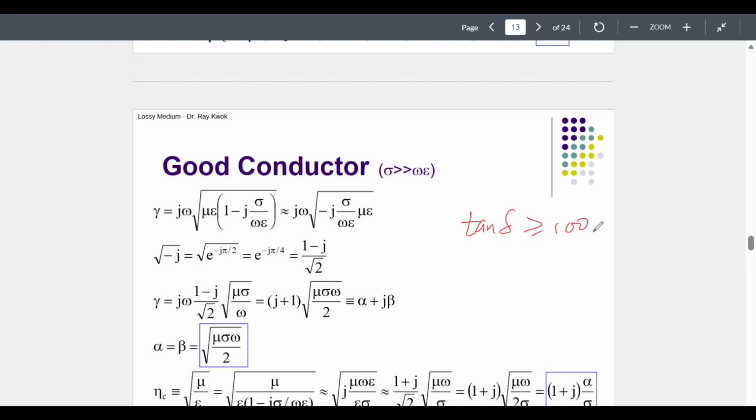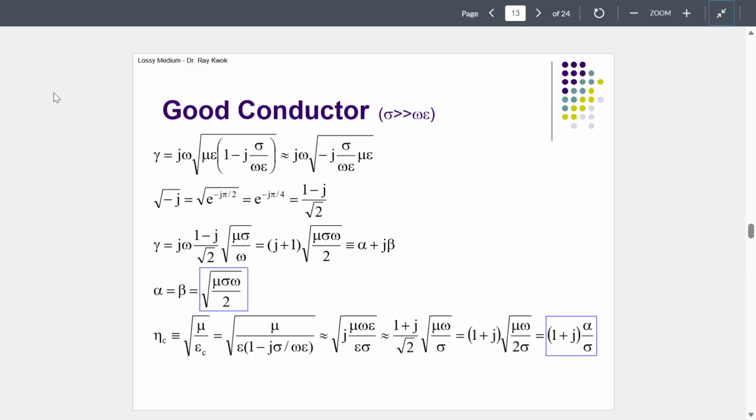But in the exam, I'm sure I would make it either less than 1% or greater than 100. We're not going to deal with anything in between, just because it's more complex math and I don't want you to deal with it during the exam. Homework maybe, but not exam. All right, so what do we do when we are dealing with loss tangent that's greater than 100?